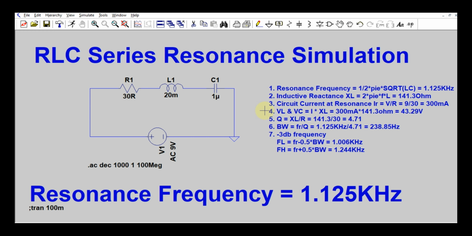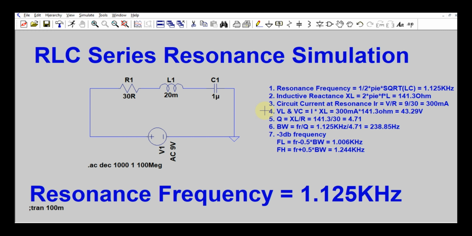So now let us verify this theoretical value with your simulation result. So this is going to be theoretical and experimental analysis both for this RLC series resonance circuit simulation, right?